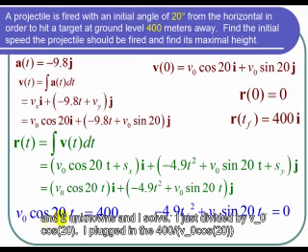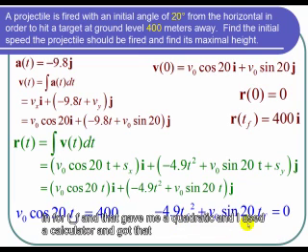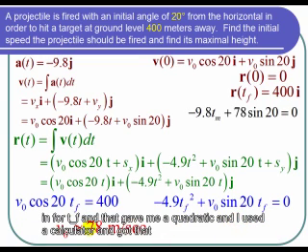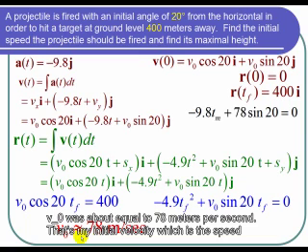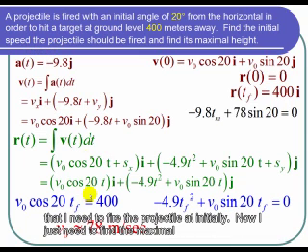And what I did is I just divided by v naught cosine of 20. I plugged in the 400 over v naught cosine of 20 in for t final, and that gave me a quadratic, and I used a calculator, and I got that v naught was about equal to 78 meters per second. And that's my initial velocity, which is the speed that I need to fire the projectile at initially.